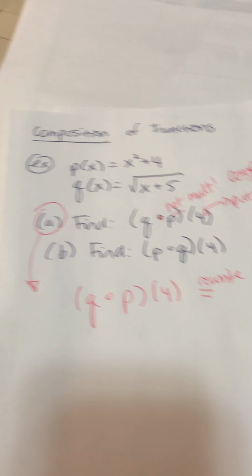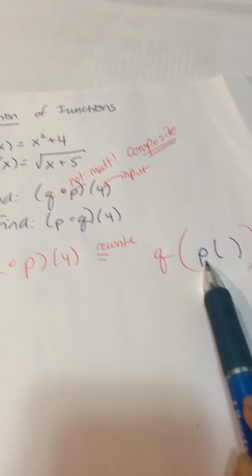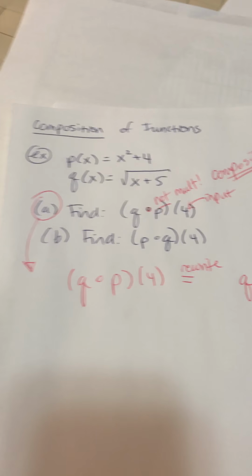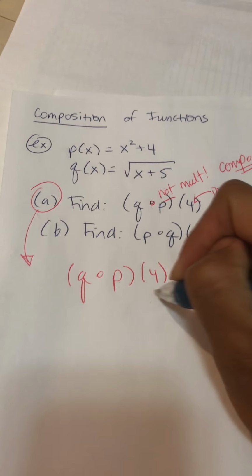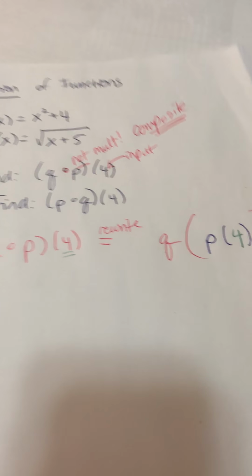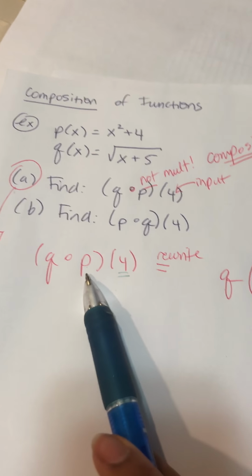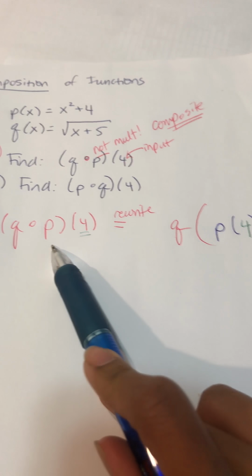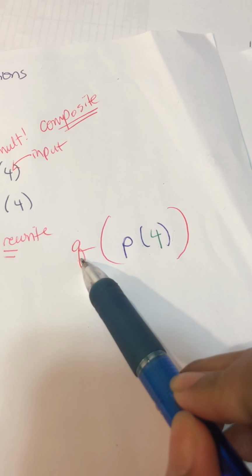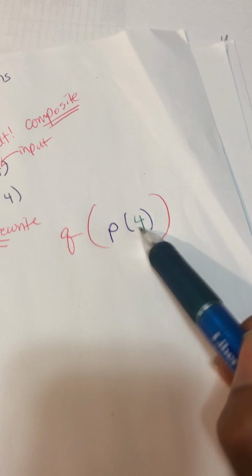Let me say this again. The first function, Q, is the one that goes on the outside. The second function, P, goes inside of that. And inside the P is going to be the input, the number 4. So I rewrite it in a more familiar way, getting rid of the composite symbol: Q on the outside as a function of P with the input of 4.